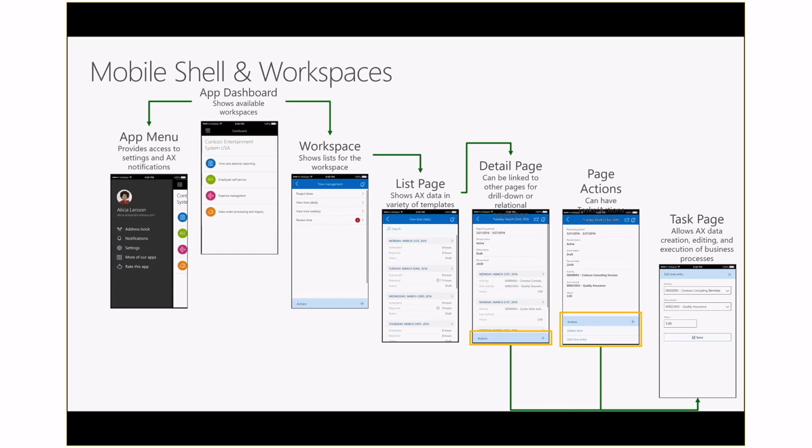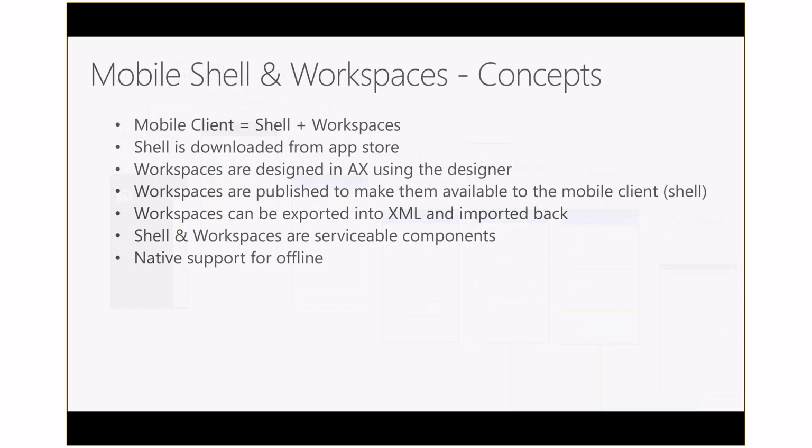So to summarize the concepts around the mobile platform, the mobile client is equal to the shell that we talked about, plus the workspaces. Right? Without the workspace, the mobile client is just a shell. There is nothing much somebody can do about it or with it. So you have to have workspaces, which is the real functionality which comes into the mobile client. The shell is downloaded from the App Store, like we talked about. The workspaces are designed in AX using the designer. So we will take a look at that in the demo. Workspaces are published to make them available to the mobile client, and workspaces can be exported into XML and imported back.